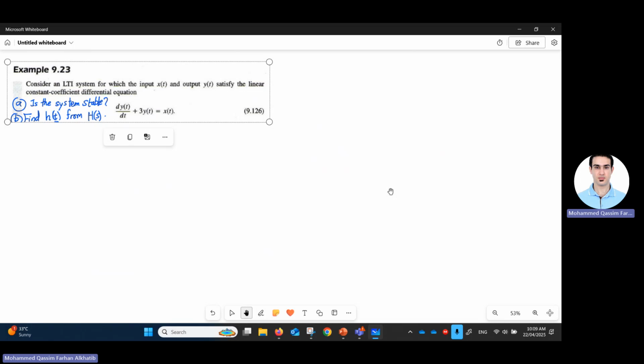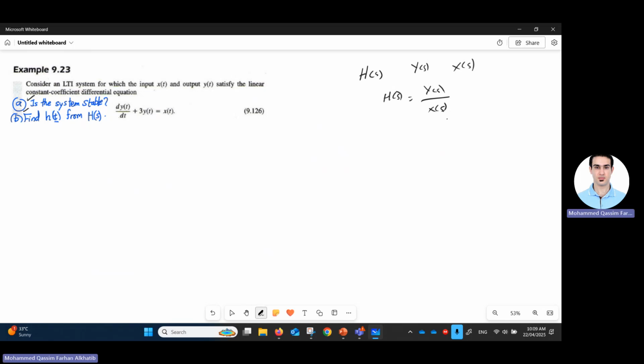So let's consider this linear time invariant system, with the input x(t) and the output y(t); they have this relationship between the input and the output. Now, the question is to determine if the system is stable or not, and find h(t) from H(s). Now, notice I did not mention any information about h(t) and H(s). But what do we know? What's the relationship between H(s), Y(s), and X(s)? H(s) equals Y(s) over X(s). So here we can get Y(s) and X(s) and evaluate this expression to get the transfer function of the system.